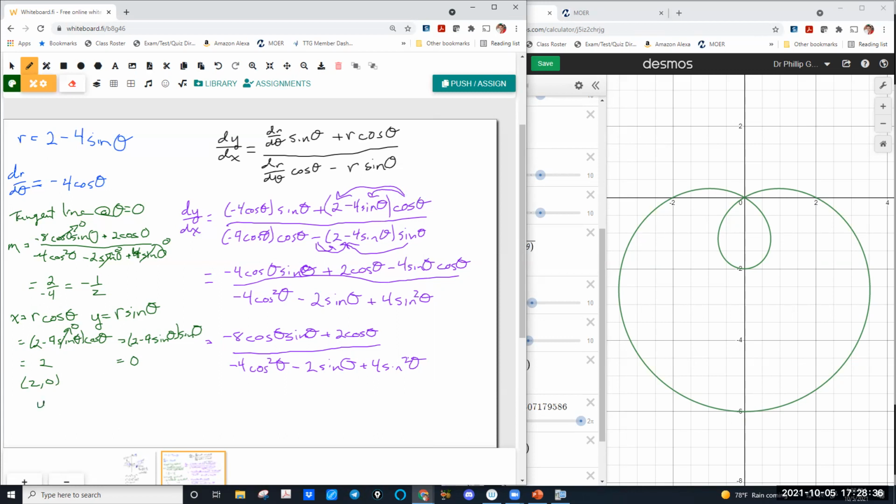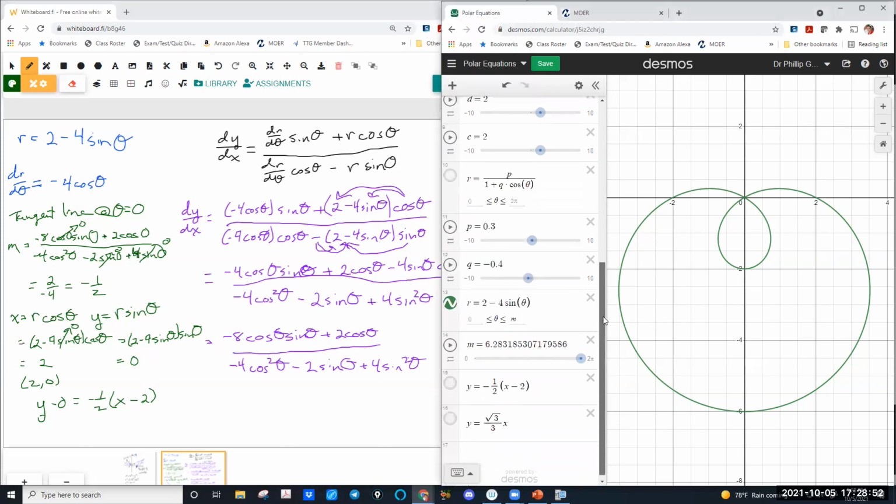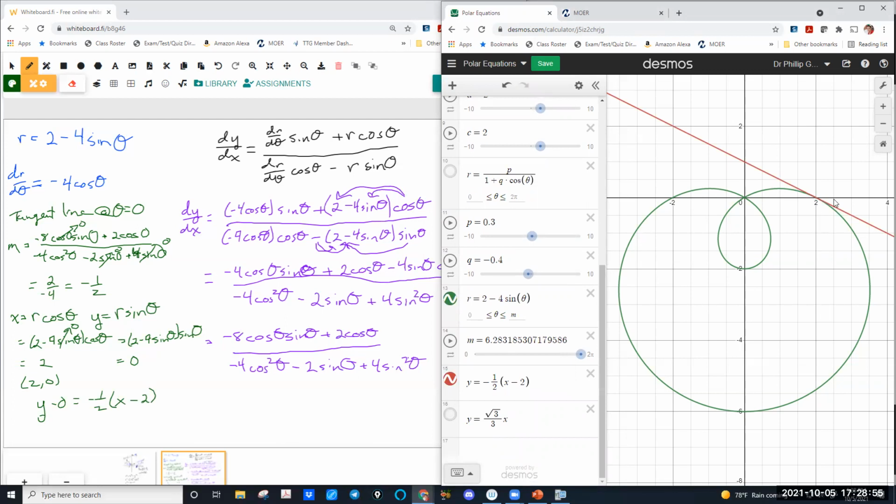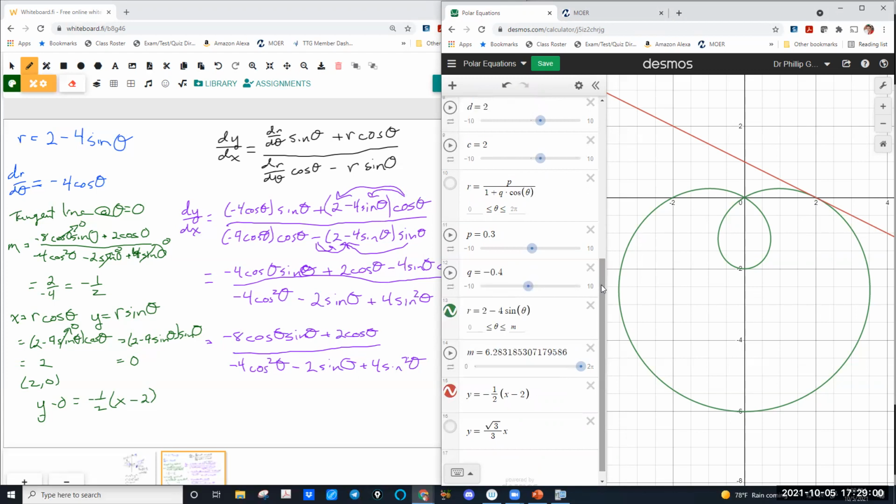So finally, we put together our tangent line. Y minus 0 equals -1/2 times x minus 2. We don't really need the -0 there. There's our tangent line. -1/2 times the quantity x minus 2. And there it checks out. We've got our tangent line. All right. So that's basically what you're going to do to find the slope and the tangent line. And you can use Desmos to confirm. I don't want to take up a lot of time on this because now you've seen one.